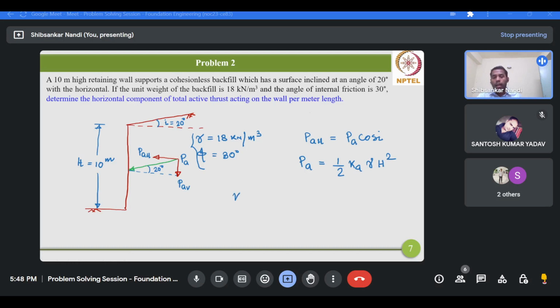Now, what is the value of Ka? So, is it 1 minus sin phi by 1 plus sin phi?